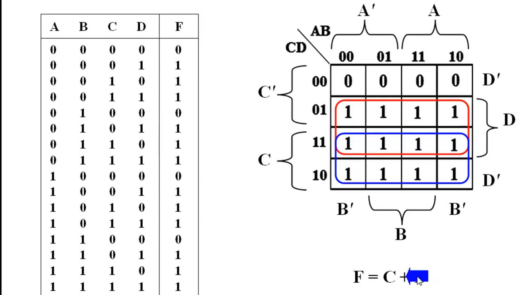C is derived from the blue group because it contains both A prime and A, so A is eliminated, B prime and B, so B is eliminated, C, so we write C, D prime and D, so D is eliminated. And this term, which is D, is derived from the red group because the red group contains A prime and A, so A is eliminated, B prime and B, so B is also eliminated, C prime and C, so C is also eliminated, and D, so we write D.